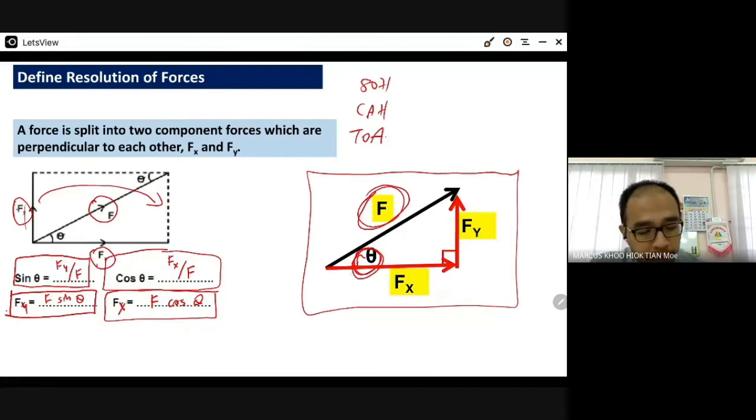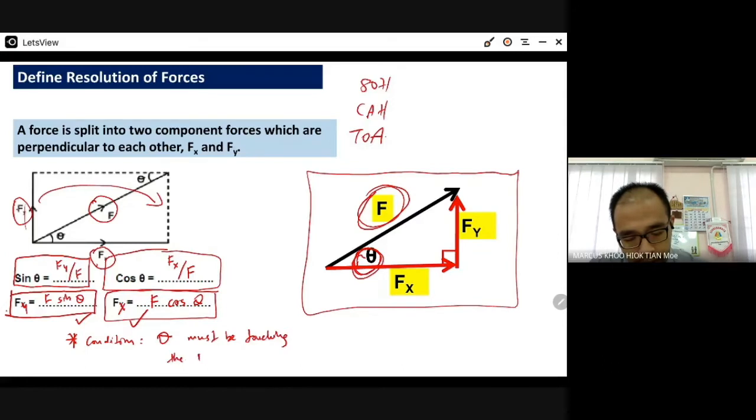Okay, but there is a very important thing I must say. These two relationships can only be used with this condition. The condition is the angle must be touching the Fx component. Then you can use this. Do you see this angle? It is touching Fx, it's not touching Fy.